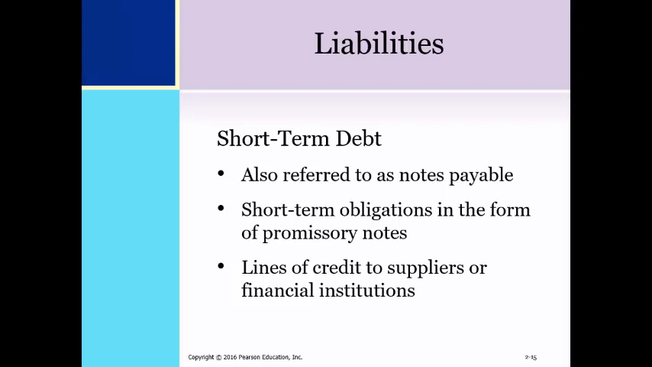Commercial paper is a type of unsecured short-term debt that is issued by companies with high credit ratings. The maturities are normally less than 270 days and carry discounted interest rates. Most companies have a line of credit with suppliers and/or financial institutions that they can draw upon as needed.